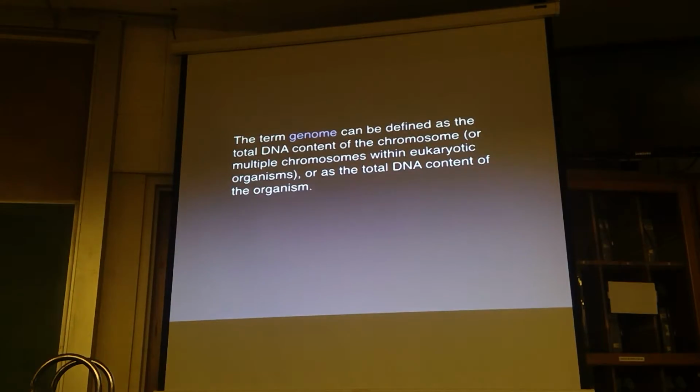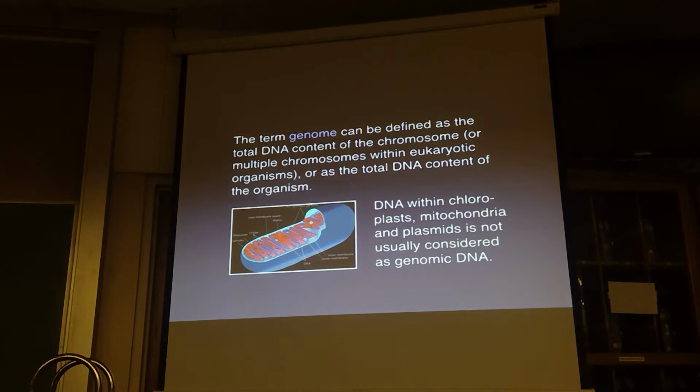It gets a little tricky when you're not sure whether you're dealing with an organism that has only one chromosome or if they have multiple. But for our purposes, DNA of chloroplast, mitochondria, and plasmids is not genomic. Genomic DNA is the total DNA of the chromosomes of the organism.